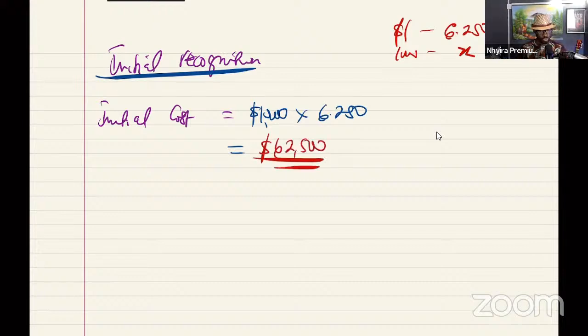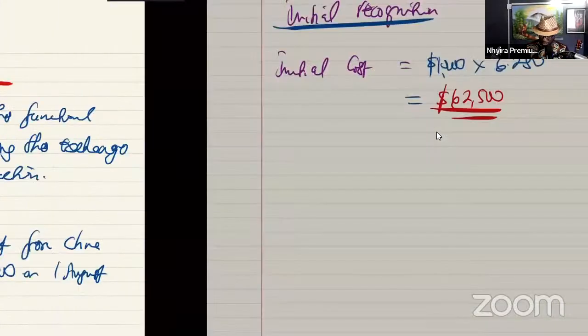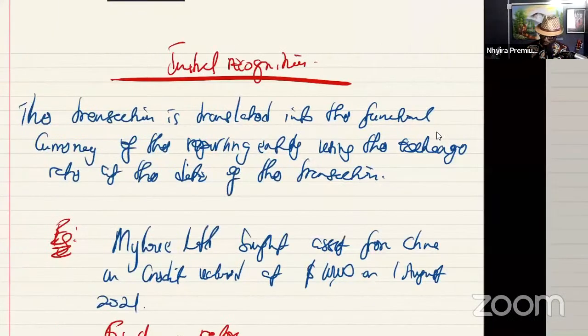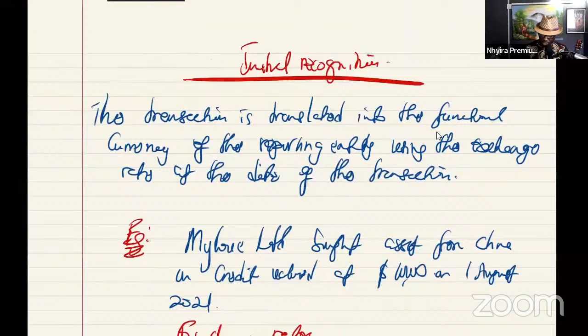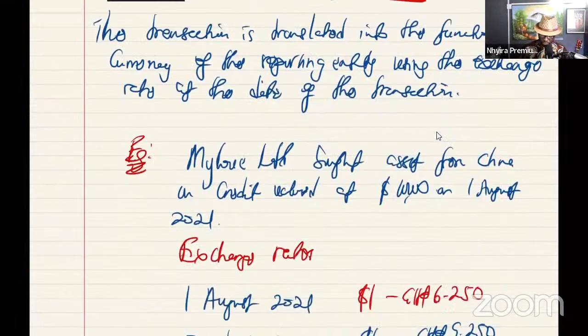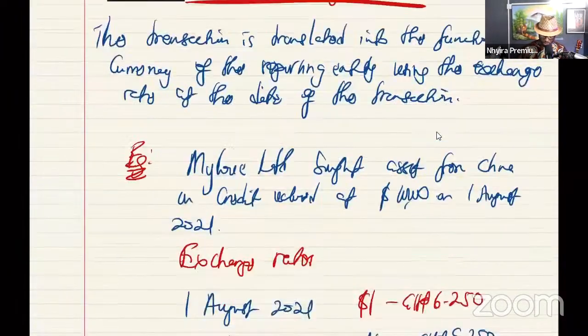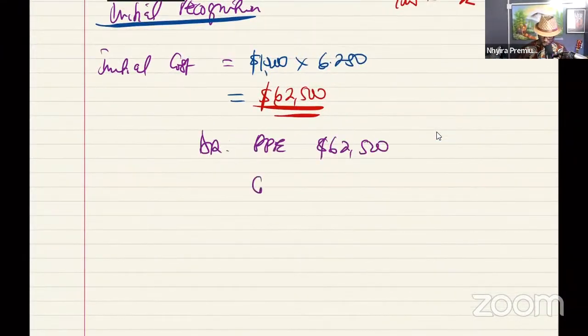Remember the asset was bought on credit. So the journal entry is to debit your property, plant, and equipment 62,500, and then you credit your trade payables 62,500.